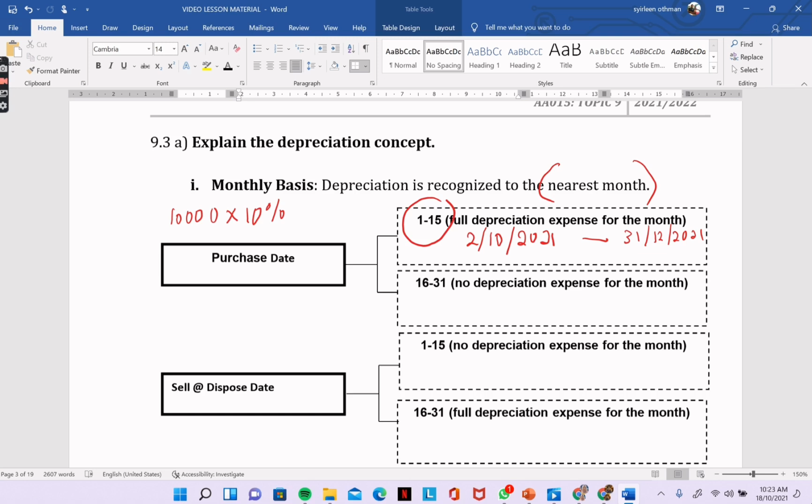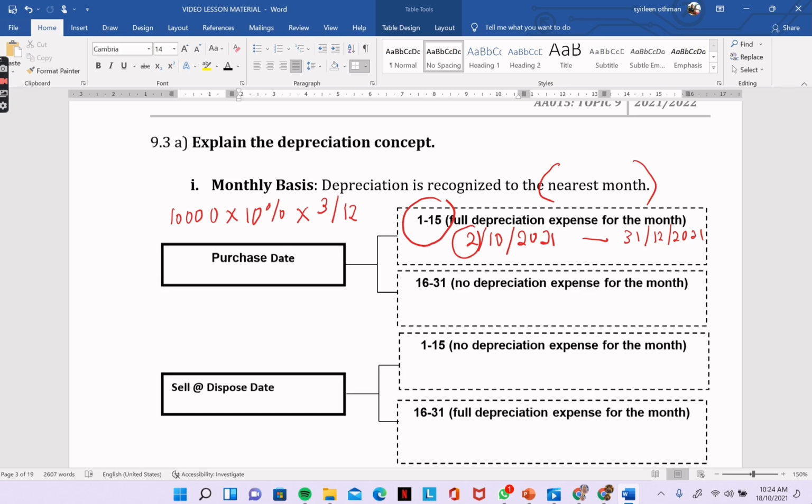Okay, so berapa bulan actually akan dikira. So you bought the asset on 1st until 15th, which is on the 2nd. Jadi my depreciation month will be October, November, December. So if I were to calculate the depreciation for this particular asset that is newly bought on the 2nd of October 2021, so the depreciation expense will be 10,000 times 10%, the rate given. Okay, and then kita akan multiply dengan 3 upon 12. So we only depreciate the asset for 3 months.